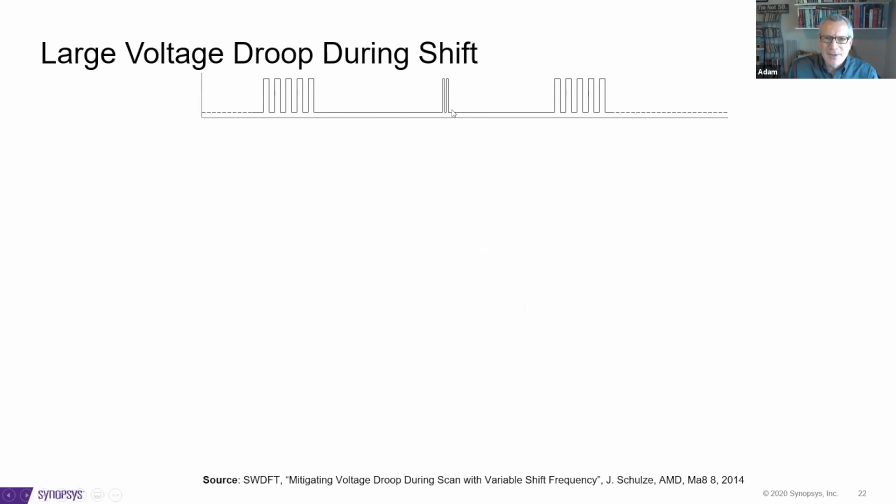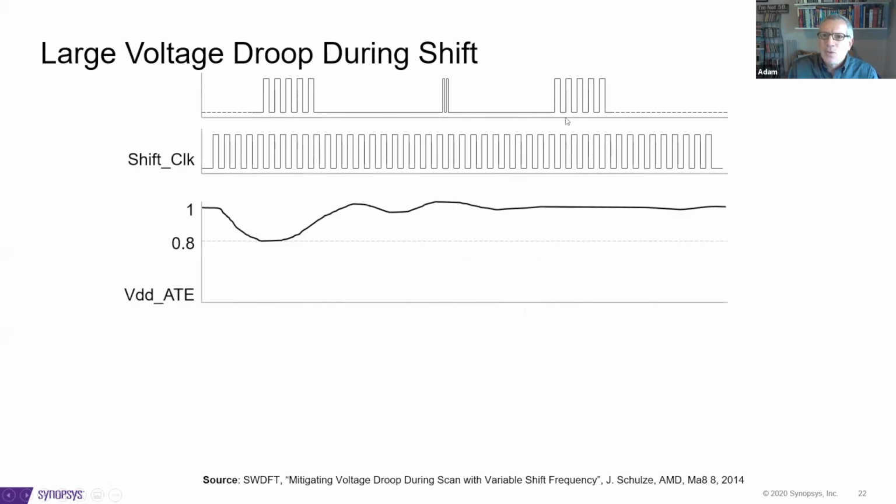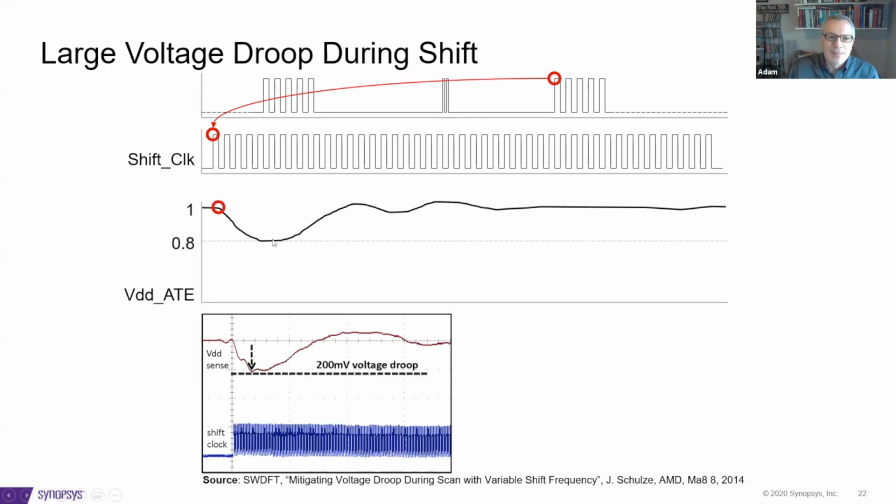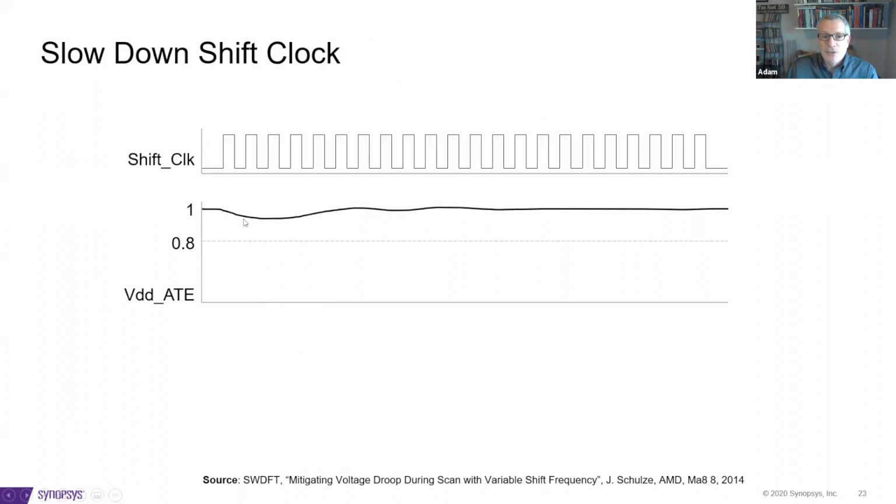So if we have shift happening and then launch and capture and shift, we're going to focus on the shift. So the idea is that what AMD was seeing was when they started shifting, boom, all of a sudden they saw this 200 millivolt drop, which was causing a yield issue. So this is their real slide that they're showing. I'm just kind of redoing it here so you can see it a little better. So lo and behold, they slowed the shift clock down and they didn't get the big voltage drop. But they also didn't get the yield metrics that they wanted, right? They weren't cranking out parts as fast as they needed to on the back end.